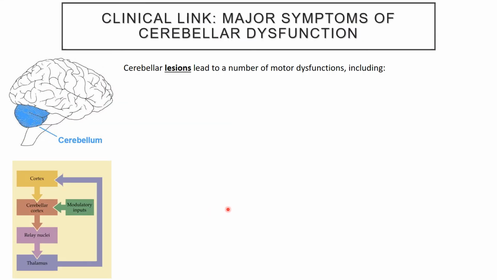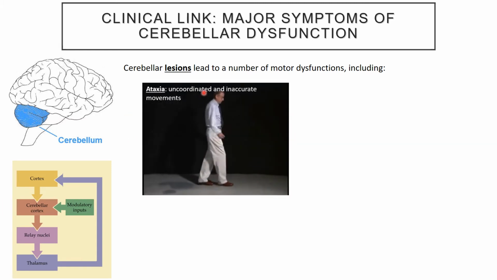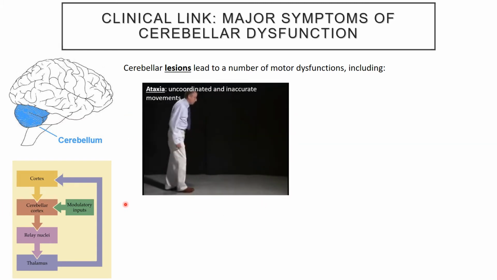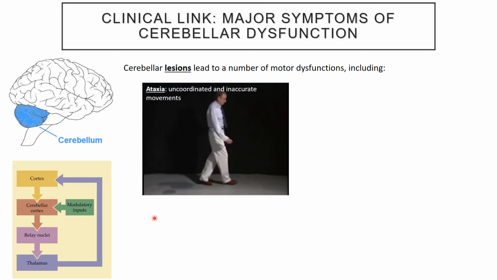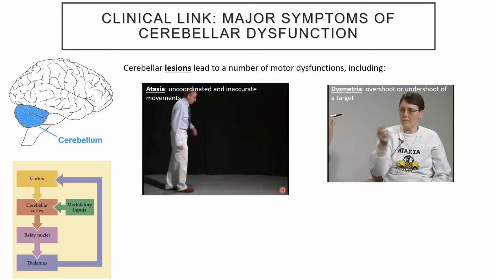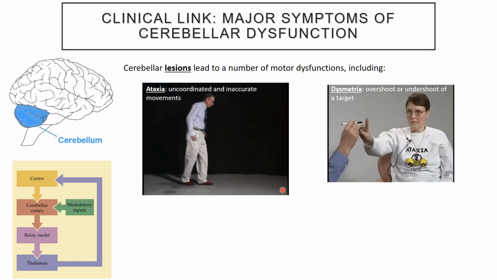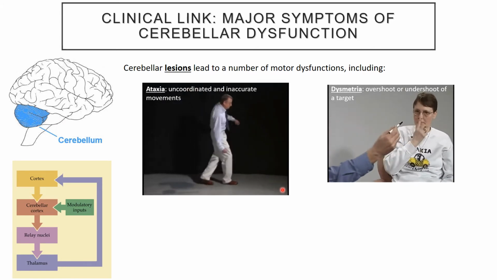So we're going to talk a little bit about what happens when the cerebellum gets messed up. Cerebellar dysfunction. Cerebellar lesions, which can happen in a variety of ways, lead to a number of motor dysfunctions. This can include, like I said, ataxia, which is uncoordinated and inaccurate movements. There's dysmetria, which is overshoot or undershoot of a target.